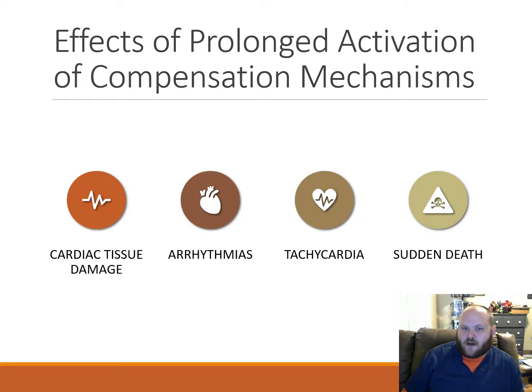Prolonged use of the compensation mechanisms leads to cardiac tissue damage and arrhythmias. Tachycardia, vasoconstriction, and prolonged circulation of angiotensin II and aldosterone can cause cardiac tissue damage by increasing the demand of oxygen by the cardiac muscle, increasing vascular resistance, and stiffening of the ventricles. In addition, exposure to adrenaline can cause arrhythmias, which if not corrected can lead to death.